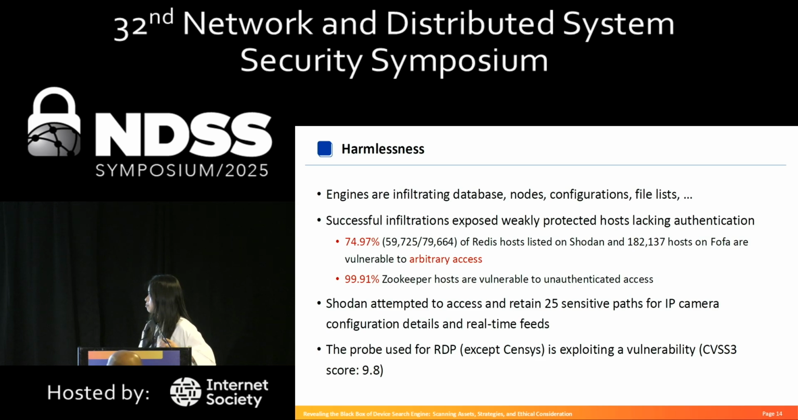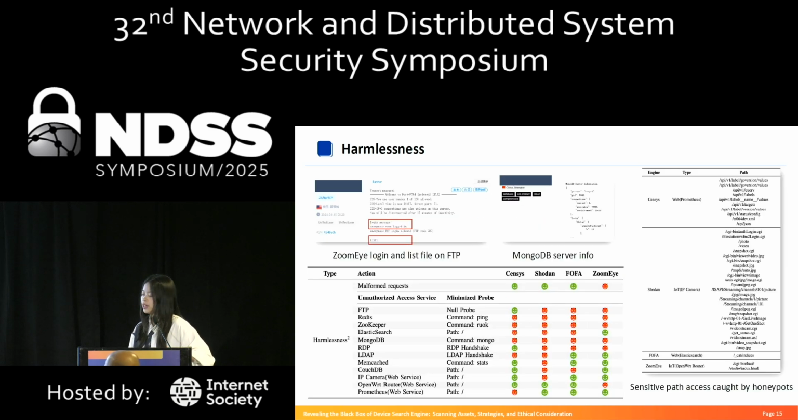This is some of the findings we have witnessed in the engines. The engines are infiltrating databases, nodes, configurations, and file lists, and showing them on the website. Also, successful infiltrations expose weakly protected hosts, like those lacking authentication. Here is the total result of our harmlessness evaluation. And this picture shows the sensitive passive successes caused by the honeypots, especially for Shodan.